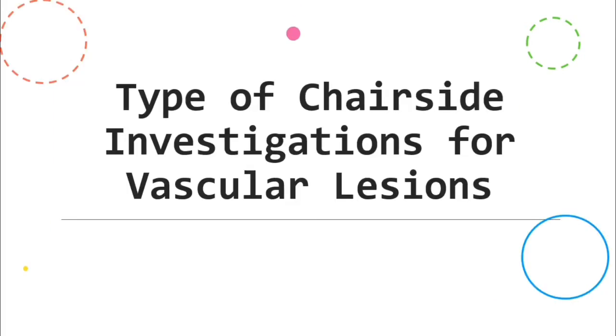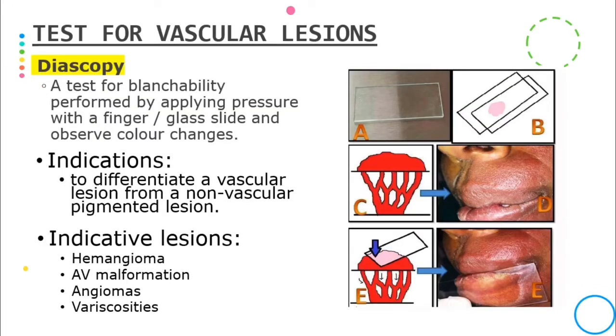Next, we are going to look at the chairside investigations for the vascular lesions. Tests that are commonly done for vascular lesions are the diascopy, which is a test for blanchability performed by applying pressure with a finger or a glass slide and the color changes are observed. So the indication is to differentiate a vascular lesion from a non-vascular pigmented lesion. And the indicative lesions are hemangioma, arteriovenous malformation, angioma, and varicosity.